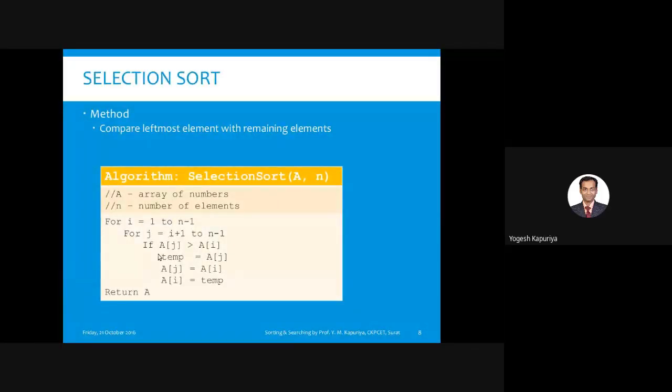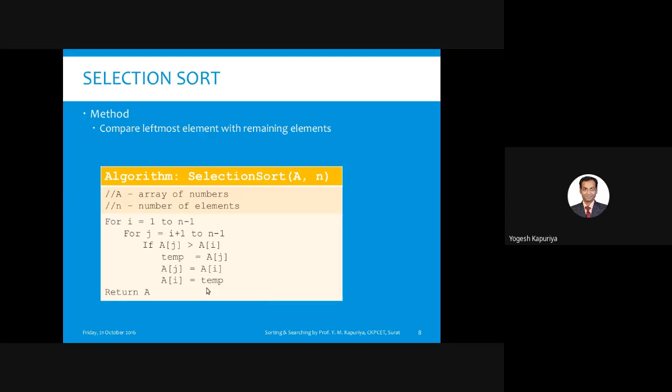What we are doing is when a of j is greater than a of i, that means the element on the right is greater than the element on the left, right? So we are interchanging when the right element is greater than the left element. That means we are moving the greater element to the left direction. That means we are actually doing the descending order sorting, right? So that's the correct answer. Descending order sorting we are doing in this case. So this was about selection sort.